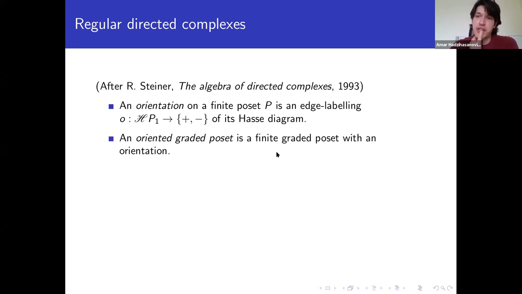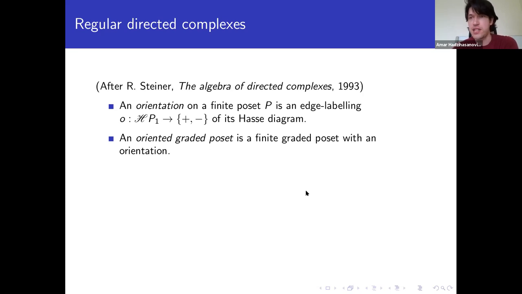And then we restrict to so-called graded posets, which are the ones in which elements have an intrinsic dimension or rank, given by how long the chains in the Hasse diagram under them are. And so we work with these oriented graded posets, or finite graded posets with orientation.